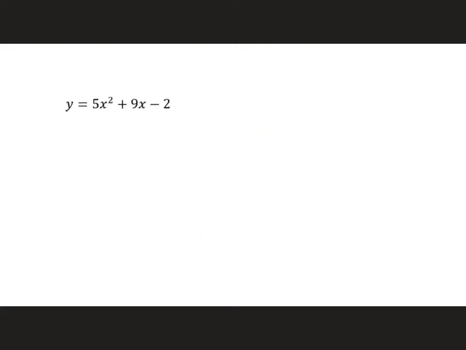Now this one's going to be a little different. This is going to be factoring by grouping. What we want to do is come up with the two binomials that were the original factors to create this quadratic. If you think back to when we learned how to multiply binomials, we used the box method mostly.